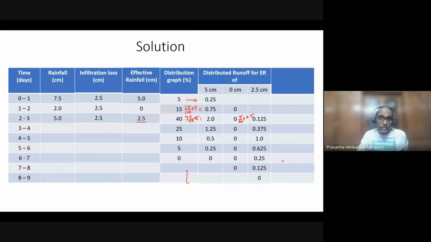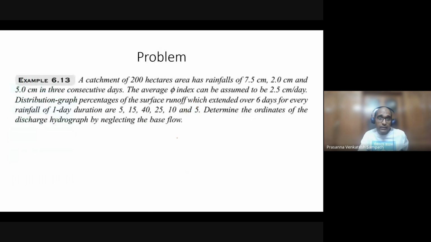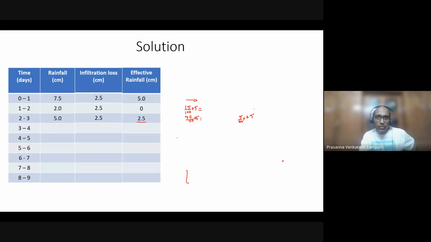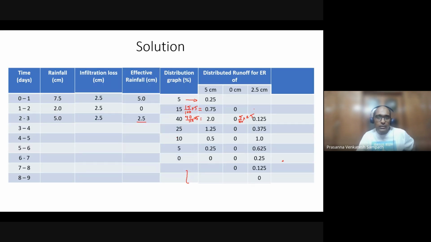Remember, what is given to us is the area of the catchment. 200 hectares is the area of the catchment. So keep that in mind and tell me, how should I find out the runoff? I want units of meter cube per second. That is what we are used to, right? I want to know at what average rate of meter cube per second will runoff be produced on the first day. So what should I do? Anybody?